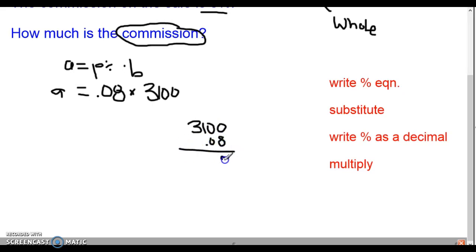8 times 0 is 0. 8 times 0 is 0, 8 times 1 is 8, 8 times 3 is 24. Now I need to move my decimal 1, 2. So A equals 248. So the commission they made was $248.